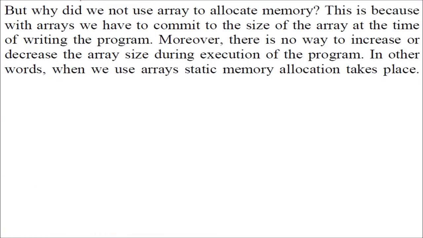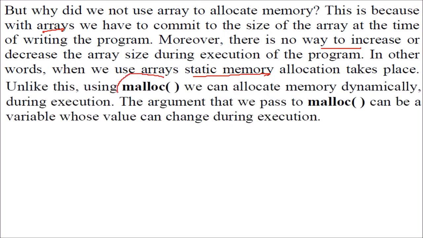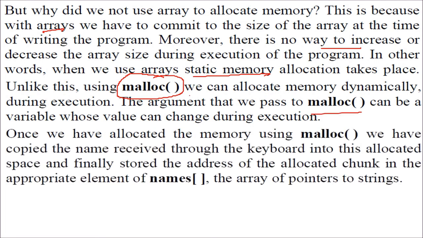So why did we not use an array to allocate memory? Because when we use an array, we are committed to the size. The size has to be given, and there is no way later to increase or decrease the size, because it is an array. So we are actually using static memory allocation. But while we are using malloc, we are using dynamic memory allocation. We pass the argument to malloc, and it will assign that size in the heap. That is dynamic memory allocation.